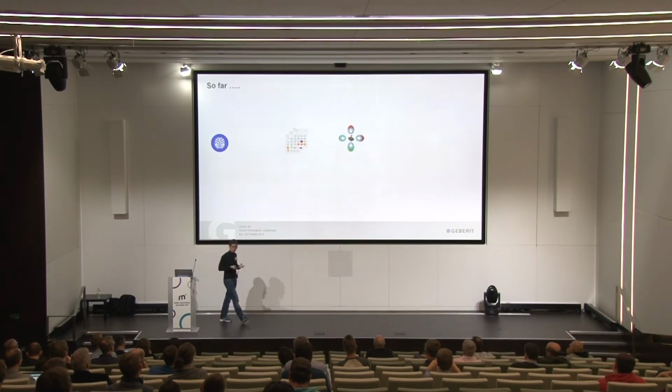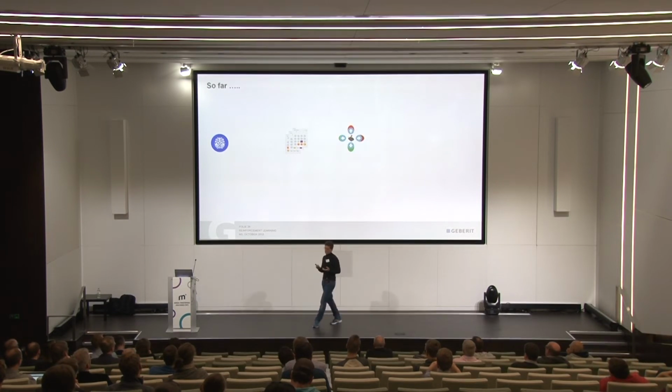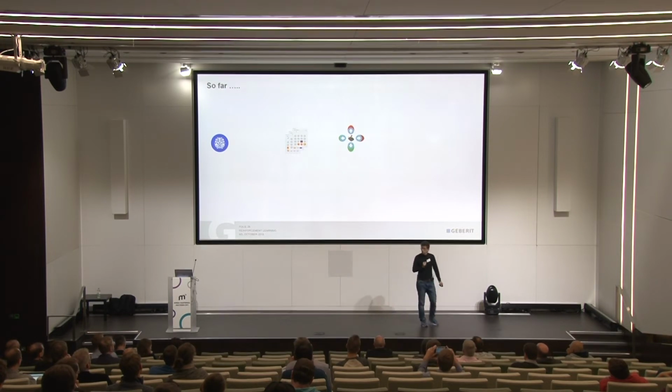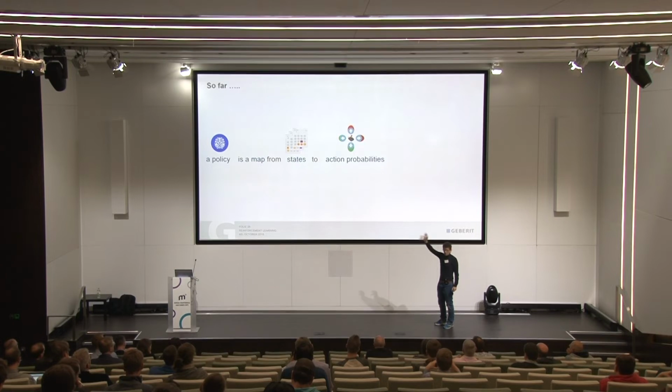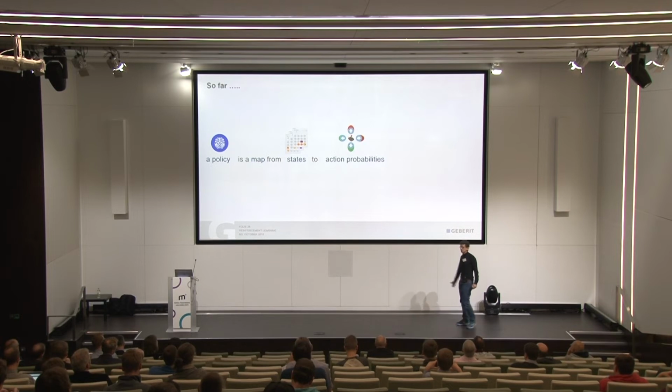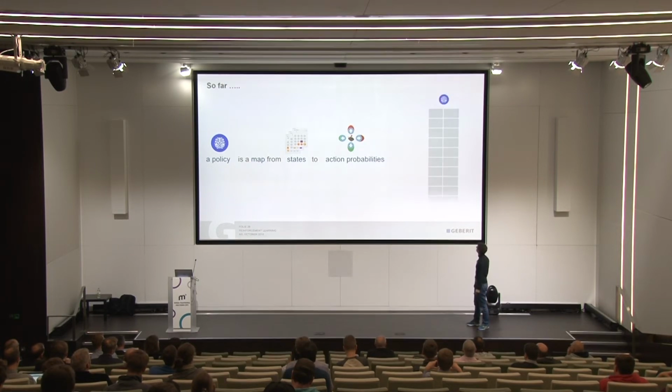So we have this notion of a policy. The policy is our decision maker, the guy who decides which action to take next. Thus, we can view the policy as a map from game states to action probabilities. Because as an input, it gets our current game state, and as output, it yields the action probabilities. Thus, we can view it as a map. And such a map we can readily represent using a lookup table, indexed by the game state.